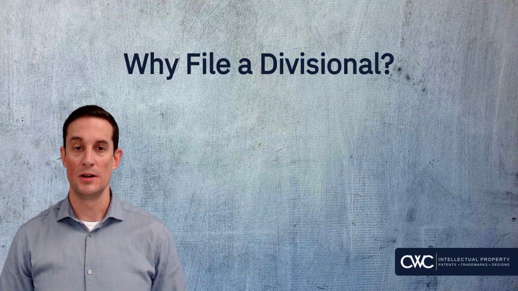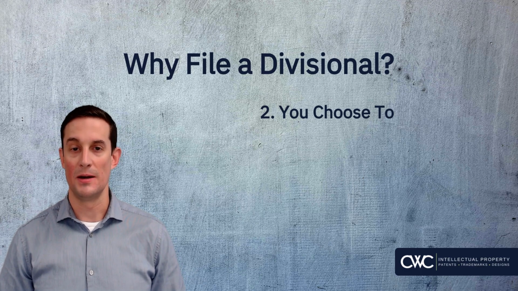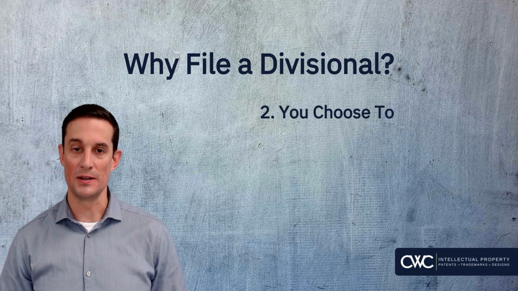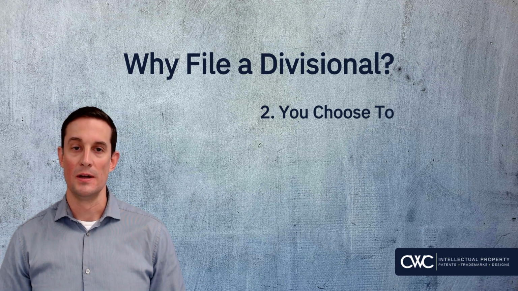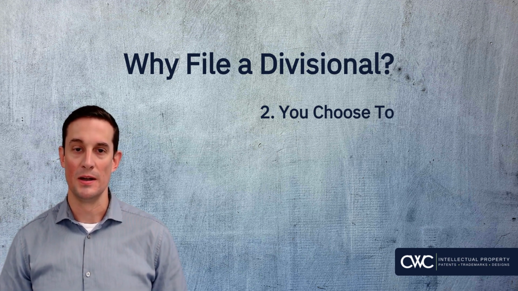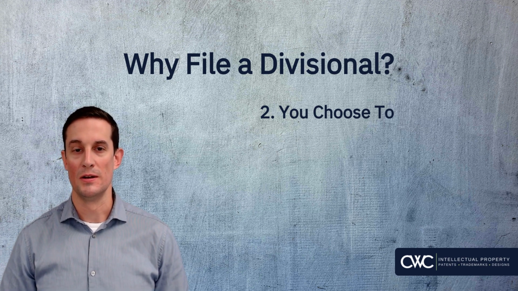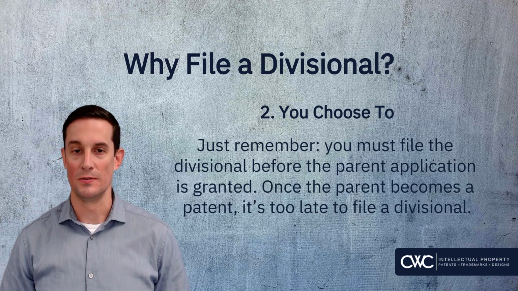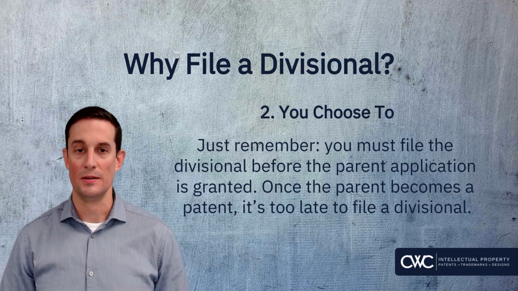The second reason is because you choose to. Even if the examiner doesn't raise a unity objection, you might decide to file a divisional on your own. Maybe your original application describes a second invention that wasn't claimed, and you want to protect it separately. Just remember, you must file the divisional before the parent application is granted. Once the parent becomes a patent, it's too late to file a divisional.